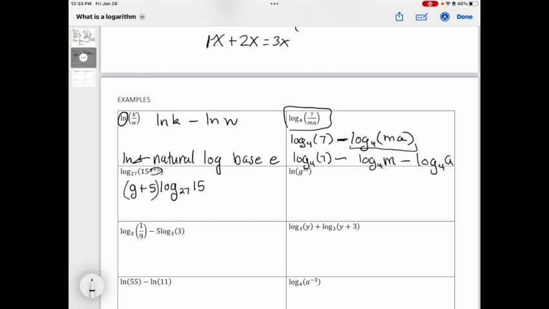So if you pull something out of the exponent and bring it down in front, and it has more than one term in it, remember, both of those terms get multiplied by log base 27 of 15.